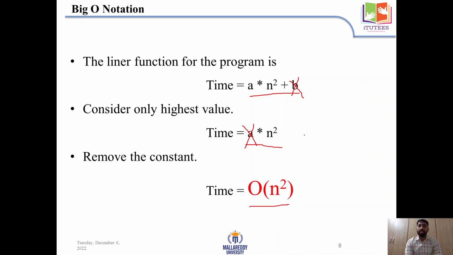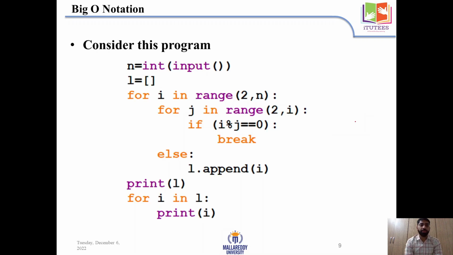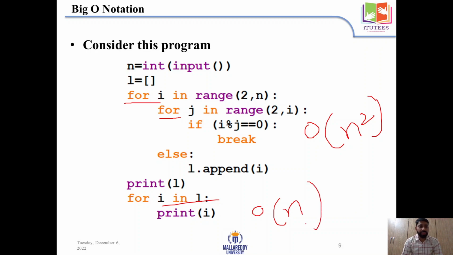So you understand that a and b are the instructions. We execute these instructions in constant time, so we remove a and b. Based on the n value only, we are going to measure the time complexity. Now consider this program. How many for loops do we have? This is a for loop in another for loop, so it is big O of n square. There is another for loop in the same program, so big O of n here.